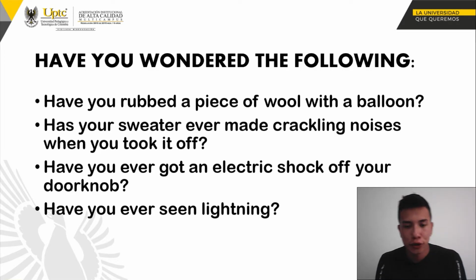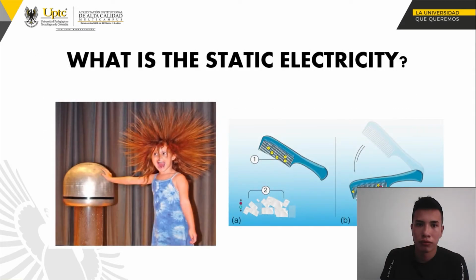Well, after introducing the topic of electricity, have you wondered the following questions? Keep them in your mind. What is static electricity? This is the result of an imbalance of electron flow between objects. It is called static because the displaced electrons tend to remain stationary after being moved from one insulating material to another.